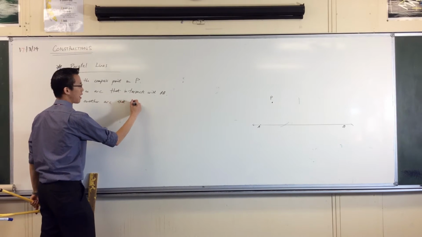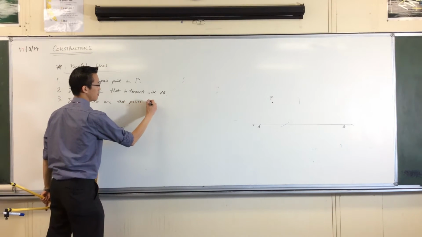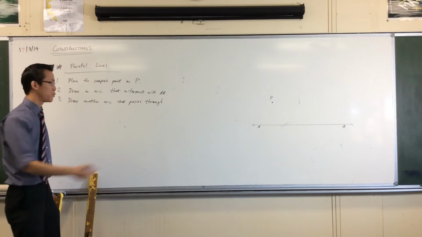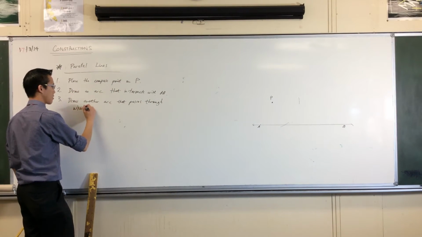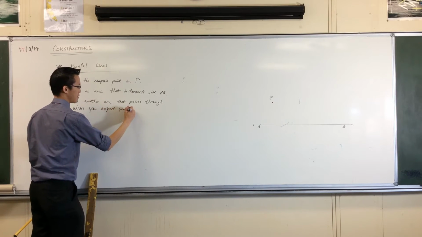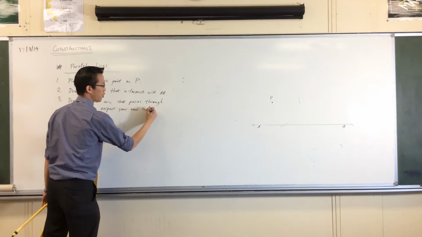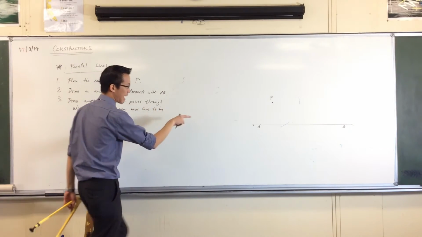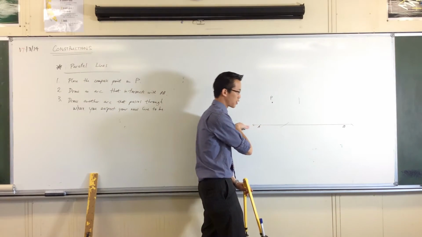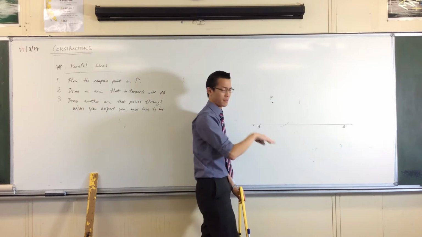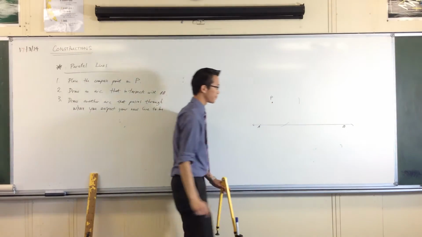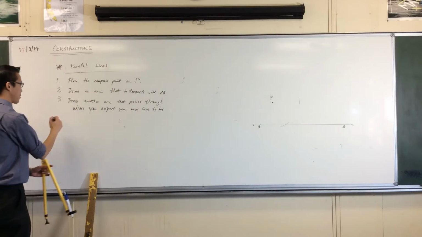that passes through where you expect your new line to be. And because this AB, I've actually drawn it so it's quite horizontal, right? Sorry, that's what I mean. It's quite horizontal. I'm expecting this line to go horizontal as well. Okay, that was step 3.